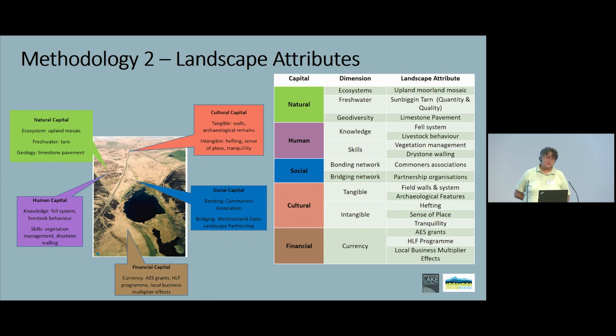And then obviously at the end, we've got the financial stuff, which involves the Agri-Environment Scheme grants that the farmers, the commoners, currently get, the HLF programme, the Heritage Lottery money, and then also local business multiplier effects, so the money that's coming into the local economy because people are using the common or staying there or living there, and so on and so forth.